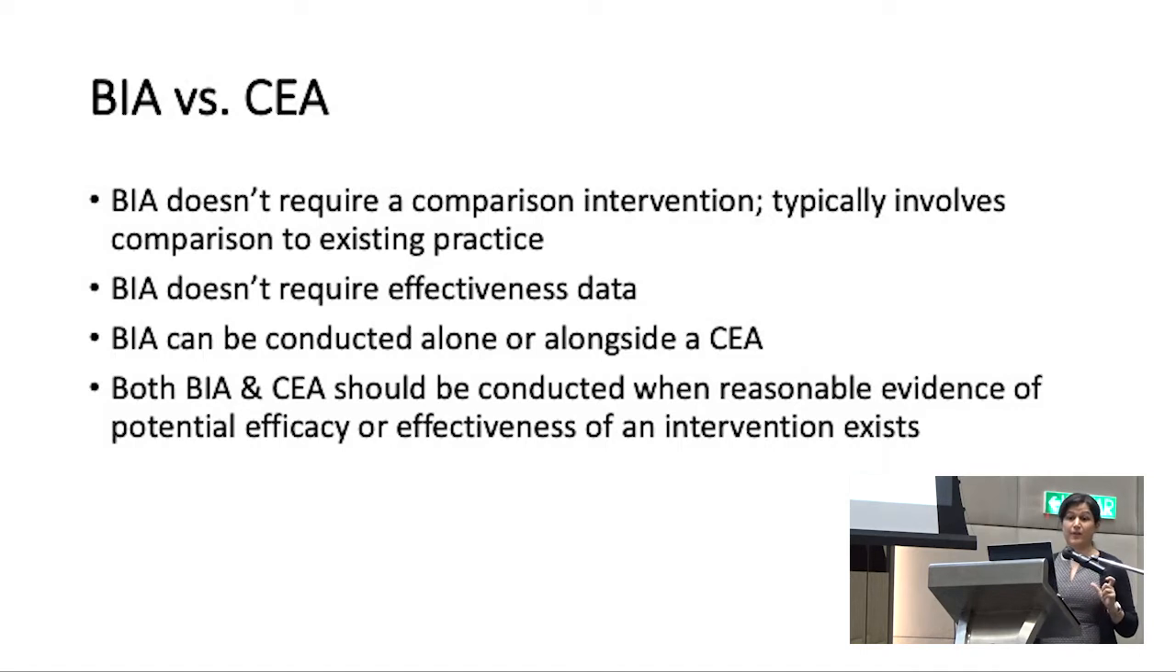It typically involves just a comparison to, what were you doing before and how much are you additionally going to have to invest. It doesn't require effectiveness data. You don't have to make that ratio. It's really just focused on the cost. It can be conducted alone or alongside a cost effectiveness analysis. And I'll say my team typically does this alongside because, especially in the initial phase of the trial, we're collecting this cost with the hope that we have an effective intervention where we can do a cost effectiveness analysis.